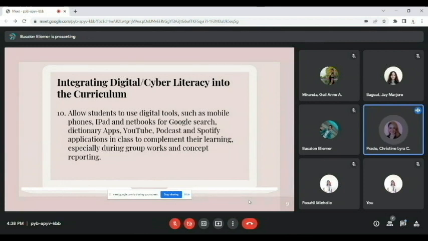So the last one is to allow students to use digital tools such as mobile phones, iPads, and netbooks for Google search, dictionary apps, YouTube, podcast, and Spotify applications in class to complement their learning, especially during group work and concept reporting. So it connects students with teachers and other students and helps them deal with class attendance issues, rearrange meetings, retrieve schedule and assignment data, discuss assignments, coordinate study groups, and seek help with academic and life problems.